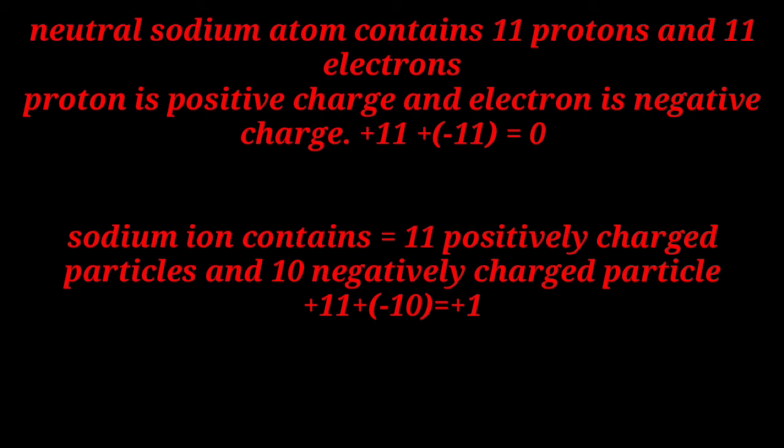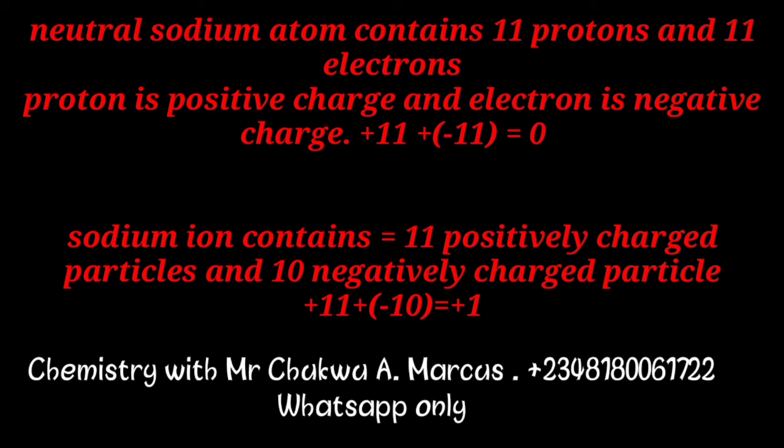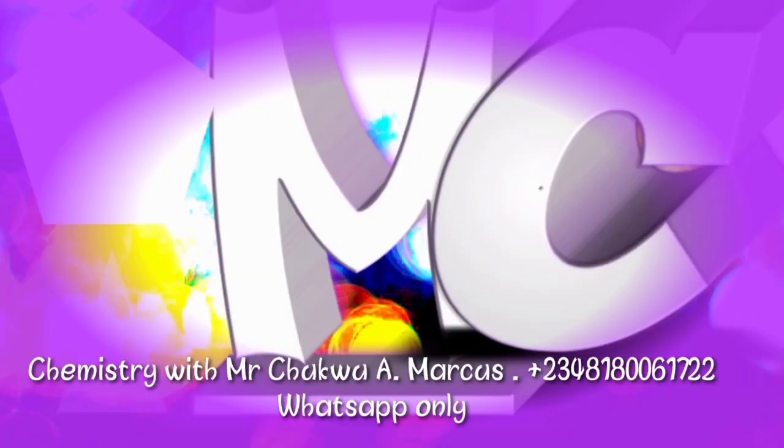But when sodium is forming an ion, it is only the electron that participates in chemical reaction, as also in formation of ions. Therefore, sodium will lose 1 electron from its 11 electrons. If we remove 1 from 11, what will remain is 10. Therefore, we have 11 positively charged and 10 negatively charged. If we put it together, we will have a remainder of plus 1. If you do so with magnesium and aluminum, you will know that magnesium has plus 2 and aluminum has plus 3.